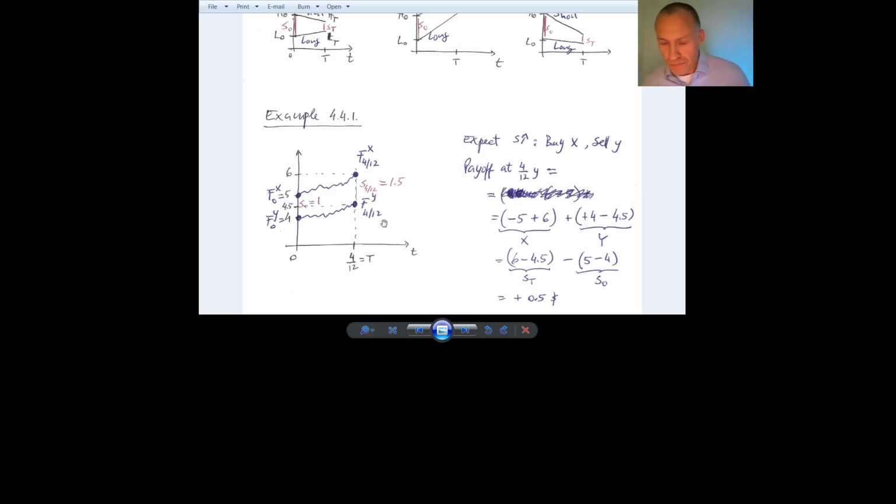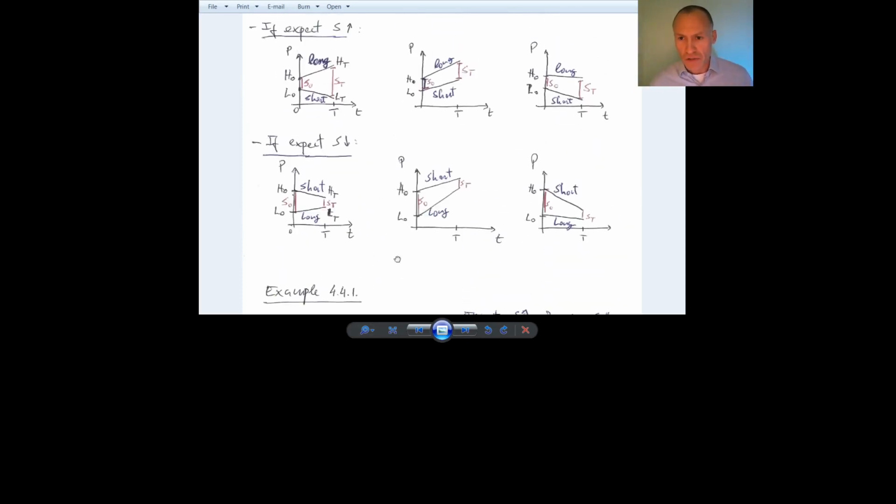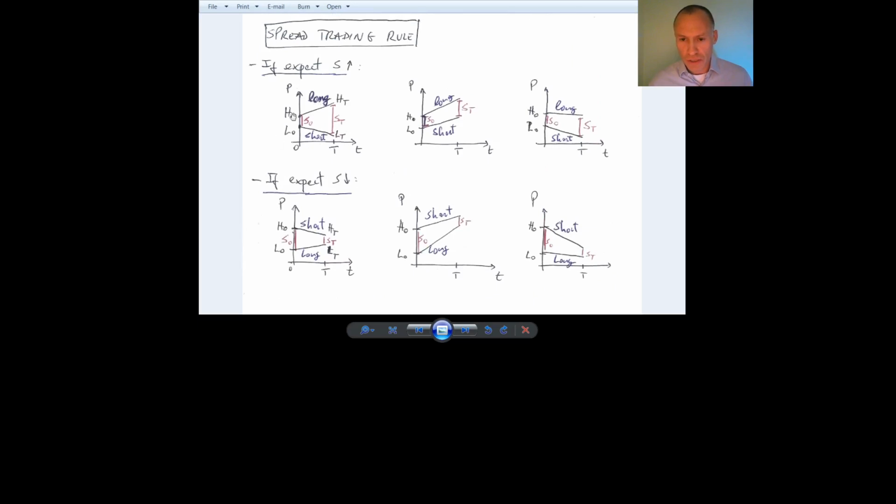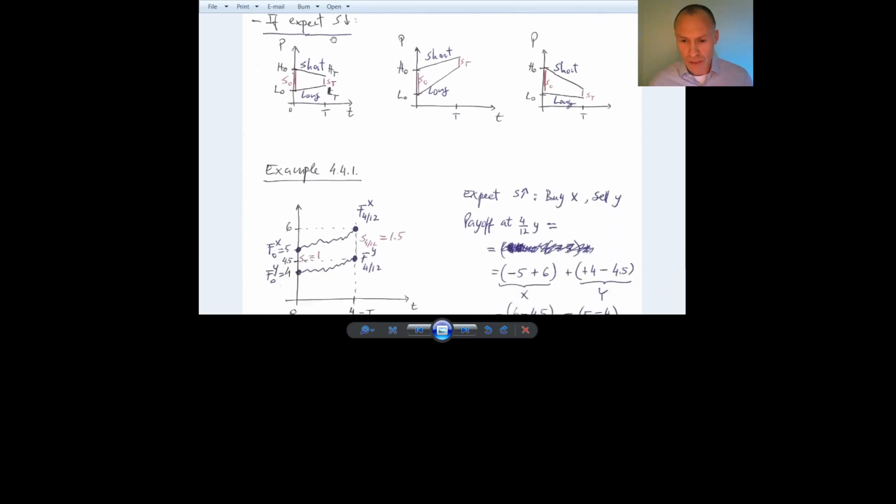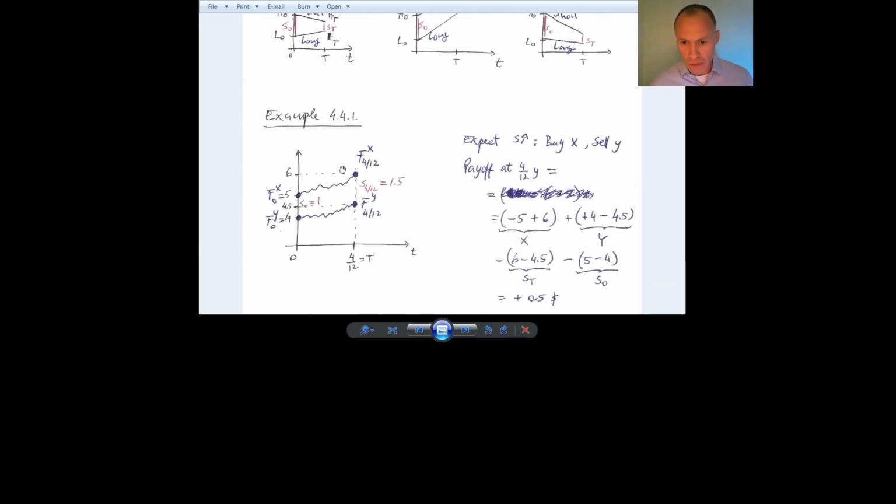Okay, I expect the spread to widen. So if that is the case, I use the first rule here that says go long on the one that is more expensive, go short on the one that is less expensive. So that's exactly what I'm going to do here. I'm going to go long on X and I'm going to go short on Y. Okay, at these initial prices. Some time moves forward, and then 4 months later, I close the positions. Okay. So I look at the prices now. The X price is 6, the Y price is 4.5.